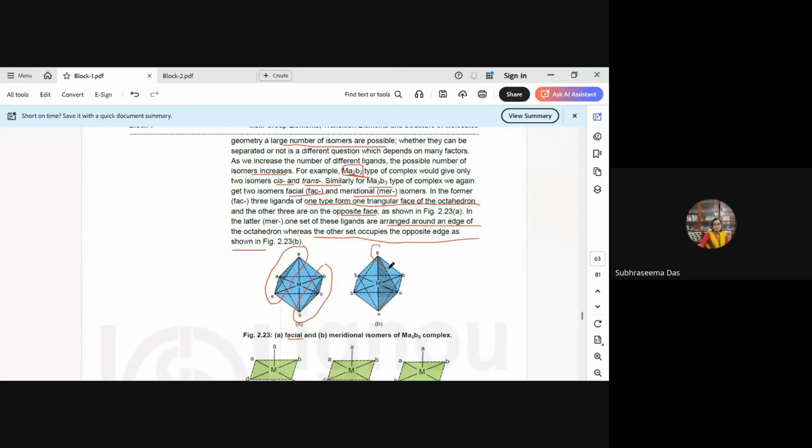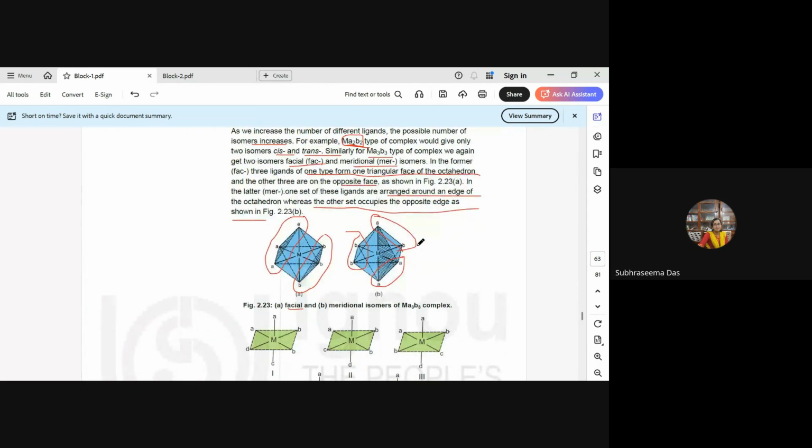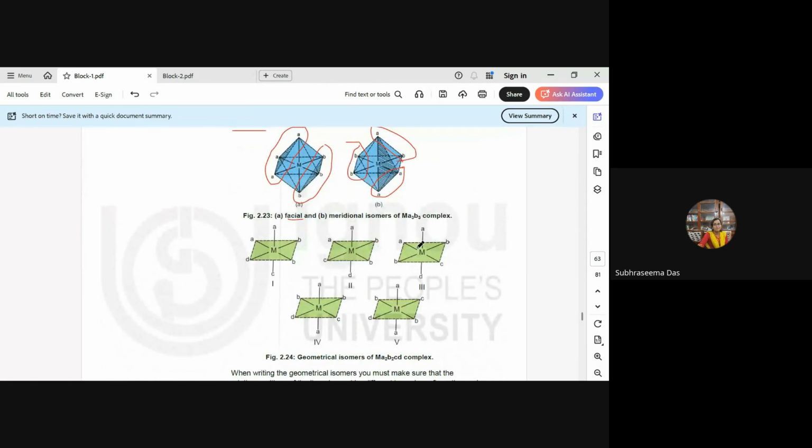That is, here one set of the ligands is arranged on this side, whereas the other goes to the other side. So when the ligands are arranged on one side of the octahedron, it is called facial, and when they are arranged on opposite sides, then it is called meridional. So this is for the complex of Ma3B3 type.